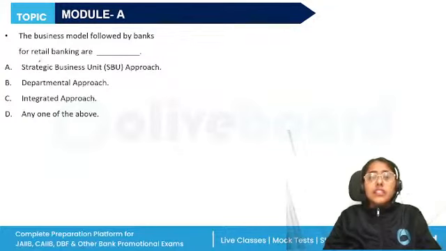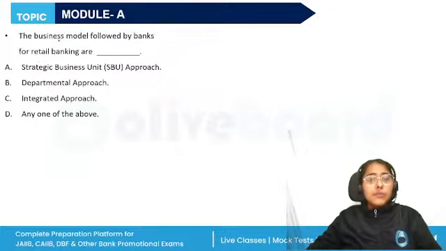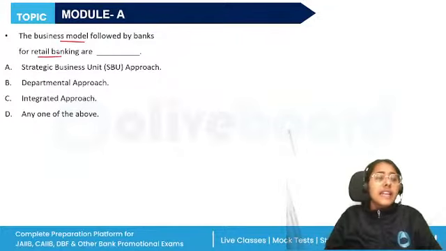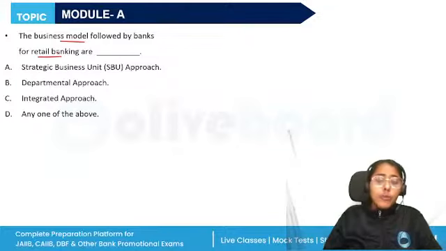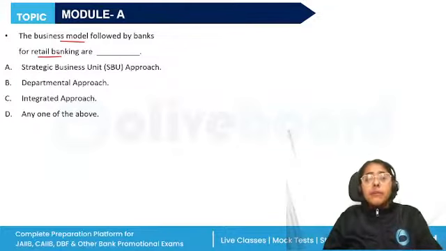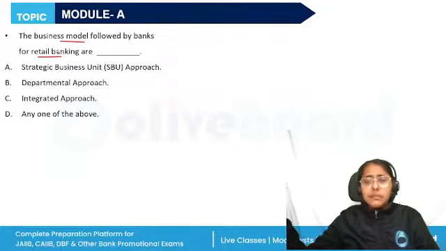Next, we have the unit 2, which is retail banking role within the bank operations. Here, the first question says the business models followed by banks for retail banking are option A, the SBU approach, option B, departmental approach, option C, integrated approach, or option D, any of the above. Before we see the answer, let us just very quickly go through the three types.